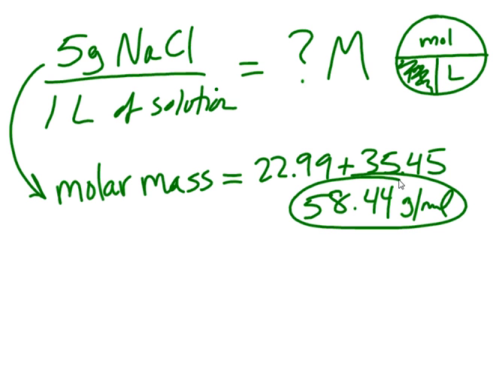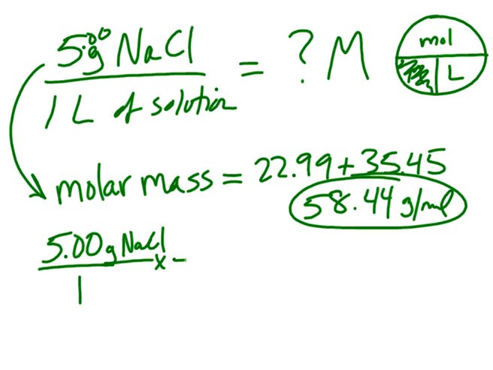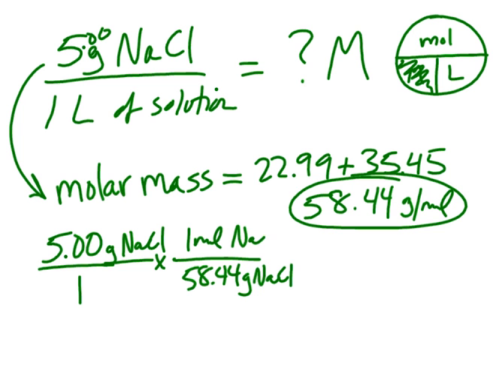58.44 grams per mole. From that, if I start with 5, let's say it's 5.00 just to make the sig figs happier, 5 grams of sodium chloride over 1, and I know that there is 58.44 grams of sodium chloride for every 1 mole of sodium chloride, I'm going to go 5 divided by 58.44, and that equals, with 3 sig figs, 0.0856.